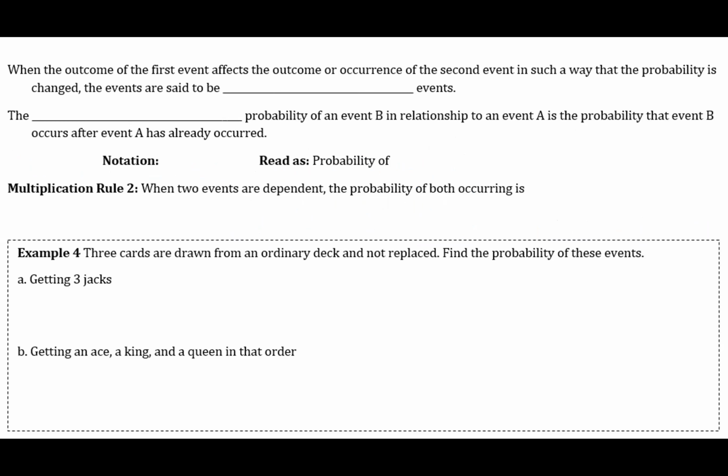Okay, Karen, can you talk about this slide a little bit? Yep, so when the outcome of the first event affects the outcome or occurrence of the second event in a way that the probability is changed, then the events are said to be dependent events. The conditional probability of an event B in relationship to an event A is the probability that B occurs after event A has already occurred.